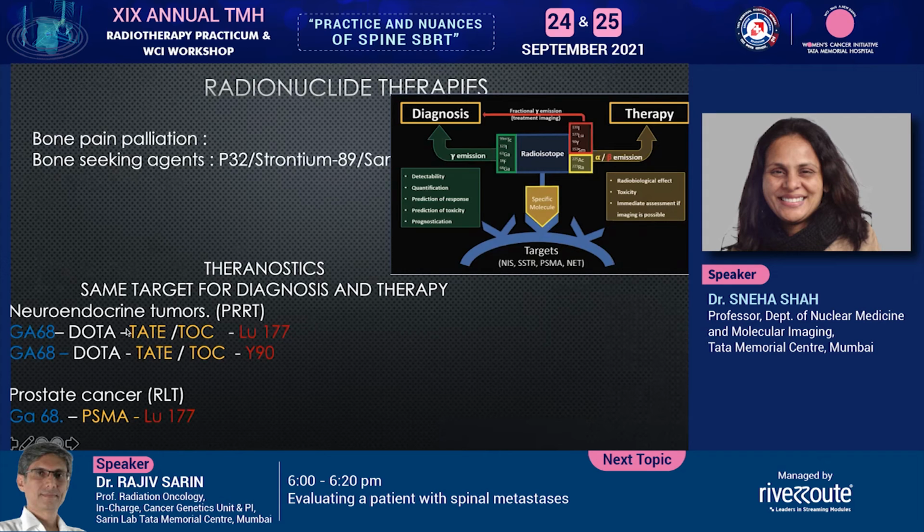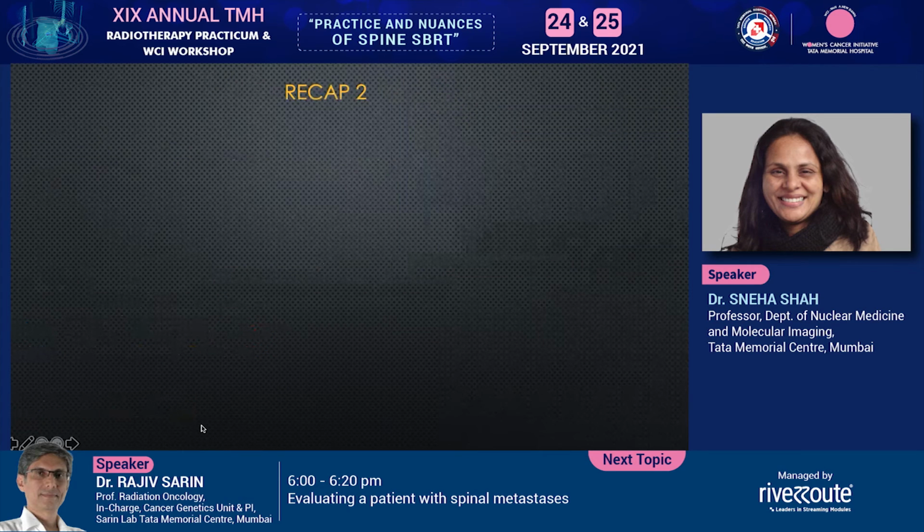If you looked at what the previous examples were, we had DOTA-TATE or TOC, which was the common molecule tagged with gallium-68 for diagnosis. And if it is replaced with lutetium or yttrium-90, you could treat the patient. In a similar way, PSMA tagged with gallium-68 for diagnosis is then replaced with lutetium-177 for a therapeutic option.